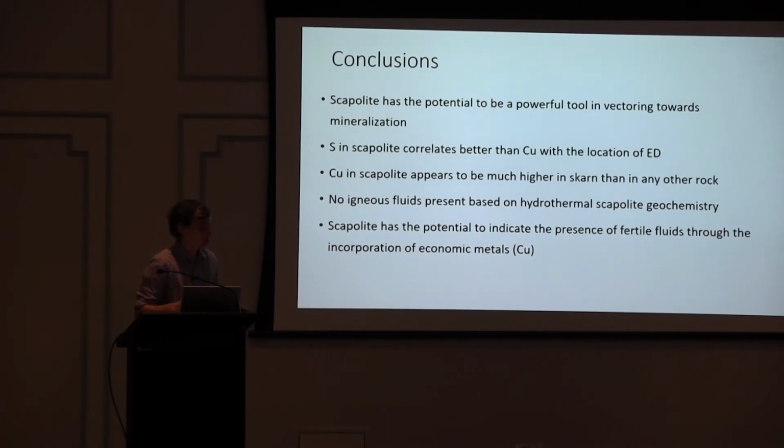So just some overall conclusions. Scapolite does have the potential to be used as a vectoring tool towards mineralization, at least at Elaine Dorothy. It's yet to be seen if it can be used further abroad. Sulfur definitely correlates better than copper with the location of the deposit. Copper in scapolite appears to be much higher in skarns than other rocks. Again, that's a bit iffy, but particularly that one that was situated away from the deposit.